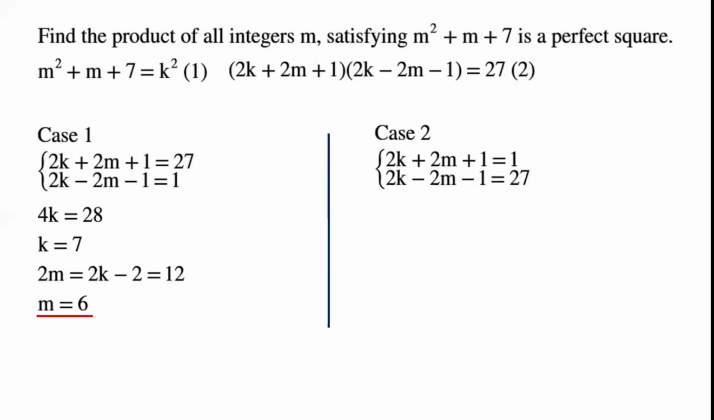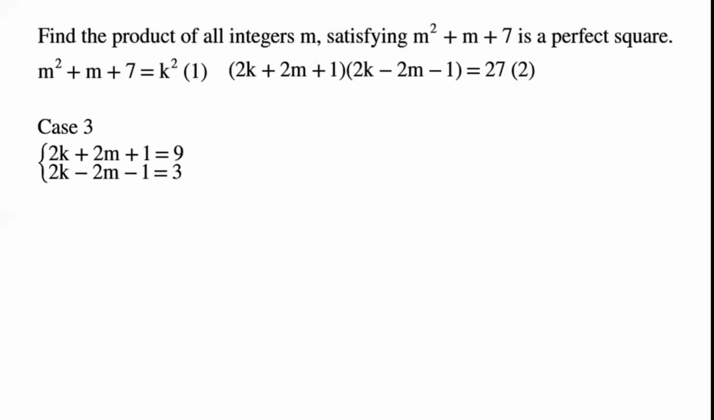Case 2: 2k plus 2m plus 1 equals 1, and 2k minus 2m minus 1 equals 27. From this set of equations, we can derive that 4k equals 28. So k equals 7. 2m equals minus 2k, which is minus 14. So m equals minus 7.